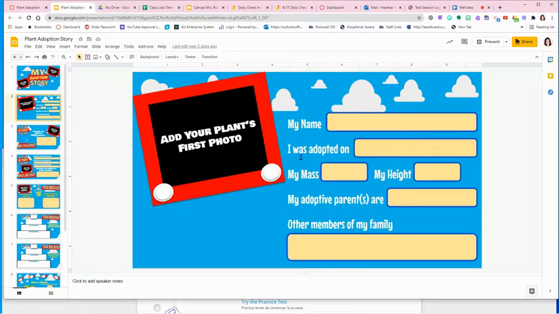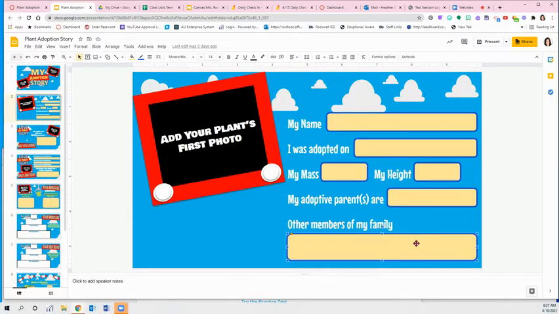For now, don't worry about the mass, but you should be able to use your measuring tape that's included in your supply bag to get the height. My adoptive parents, that would be your name, and then other members of the family. So that would be maybe other plants in your house, pets, your parents or siblings. All of the other members of the family can go right here in the last box. So what you're building is very much like a baby book, like the baby books that I made for my own children.